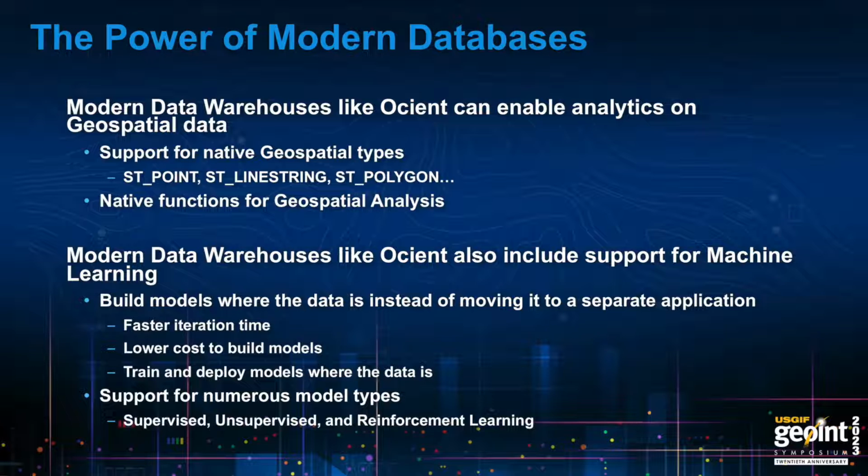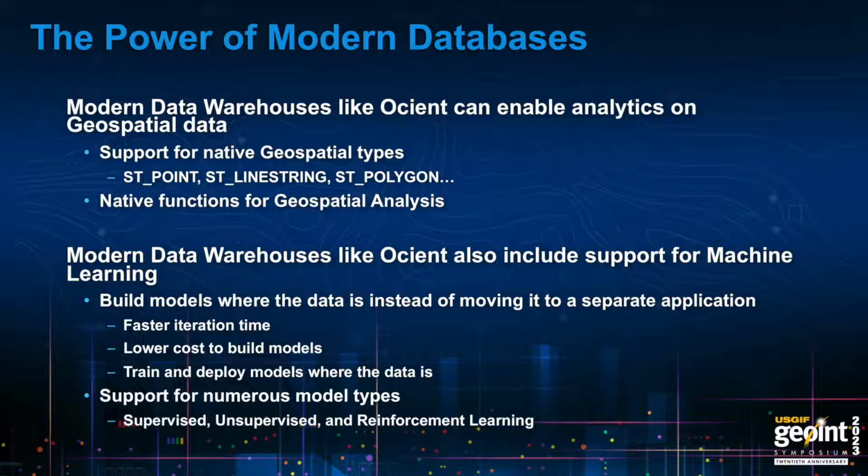Finally, the real power of modern databases and data warehouses. Modern data warehouses like Ocient can enable analytics on geospatial data. They have support for native geospatial types like ST point, line string, polygon, multi-point, multi-line string, multi-polygon. And they have native functions for geospatial analysis. At Ocient, this is WGS84, spherical, math only, and geography types.